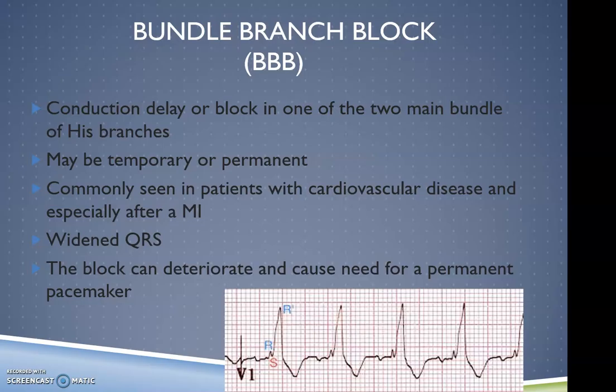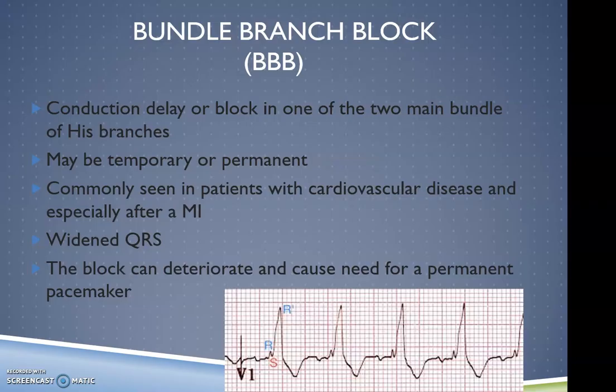And then just something a little bit about a bundle branch block. This occurs in the ventricles. So there's a conduction delay or block in one of the two main bundle branches of His. There's a right bundle and a left bundle. The right bundle goes to the right ventricle, the left bundle goes to the left ventricle. This could be temporary or permanent. It could be temporary from edema and surgical injury. It could be permanent from an MI.